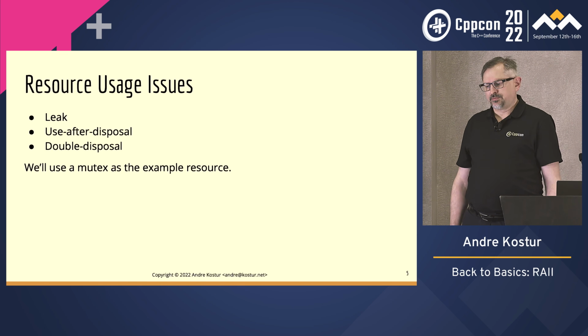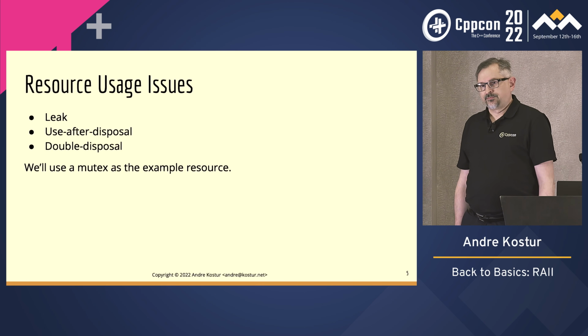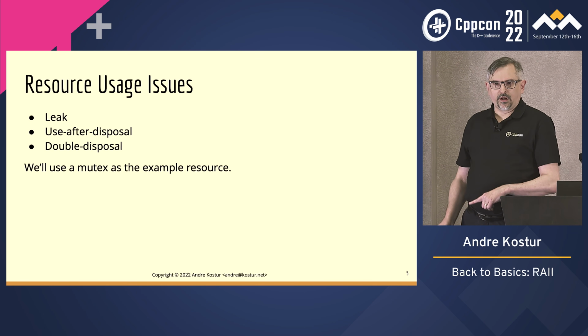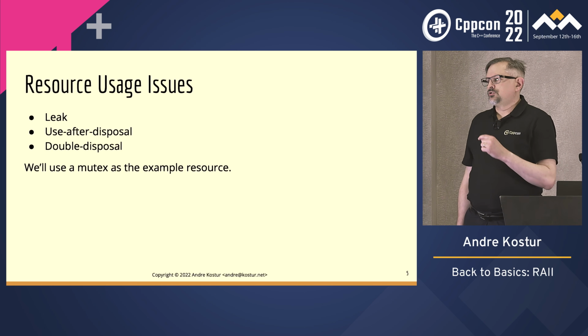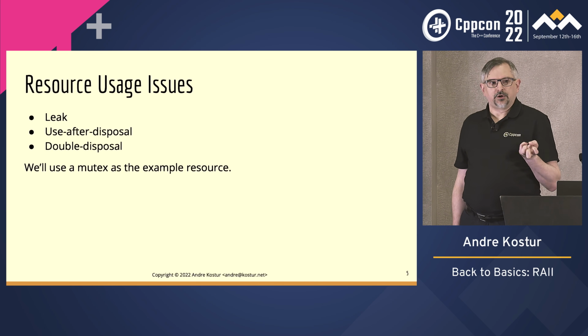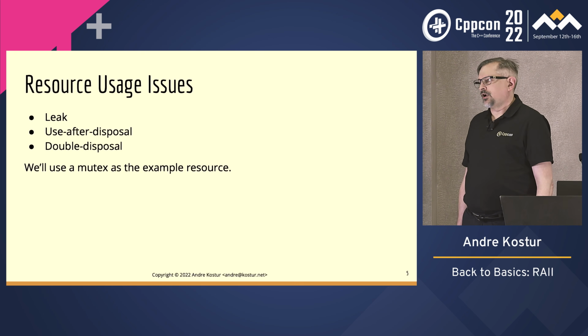Second issue that tends to pop up, use after disposal. If you use RAII well, it's very hard to use the resource after disposing it, because your resource object goes away. You have no way of talking about it. Same sort of deal with a double disposal. C++ doesn't turn around and destroy objects twice. Not without you trying very hard, at least.